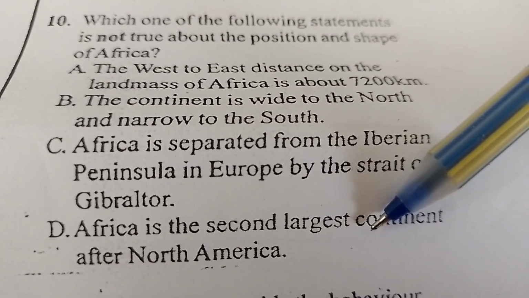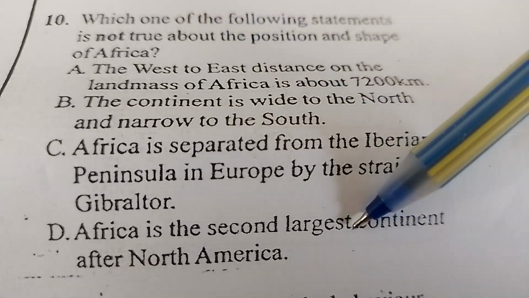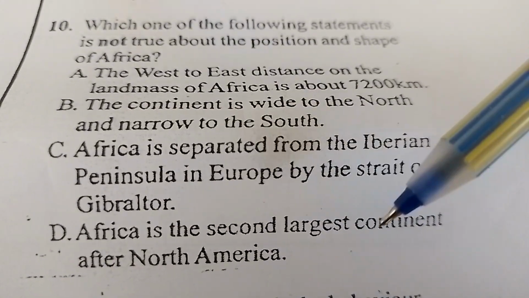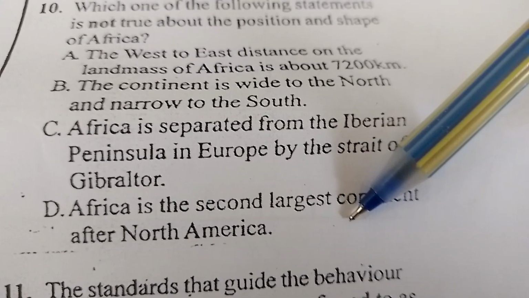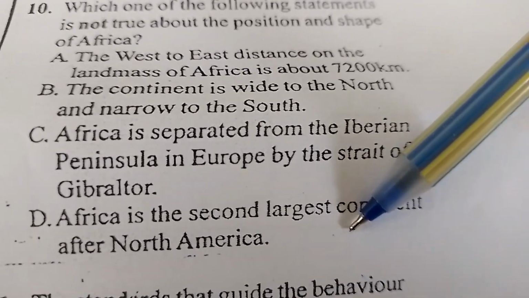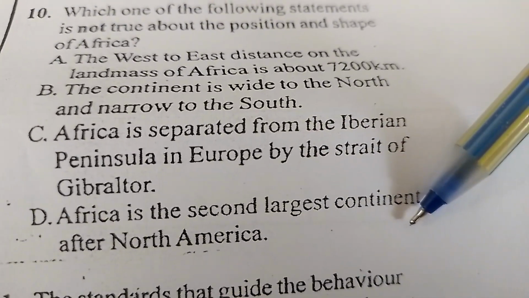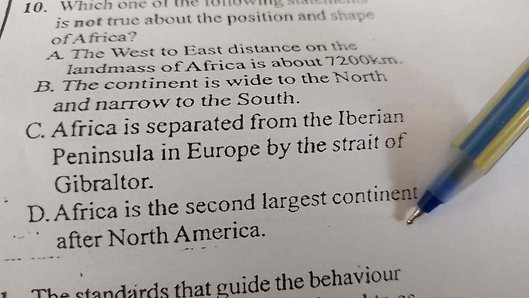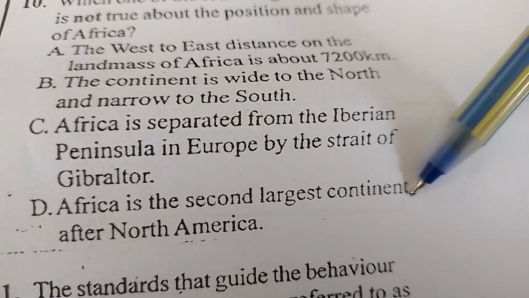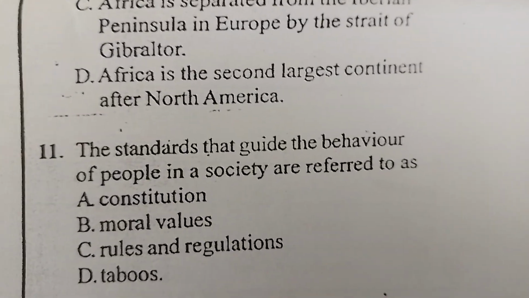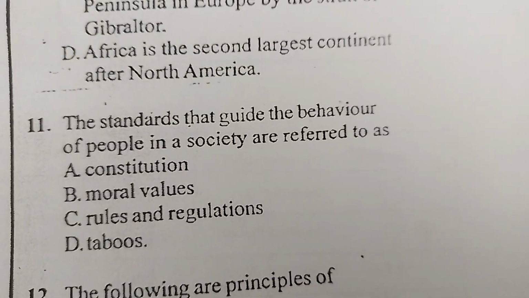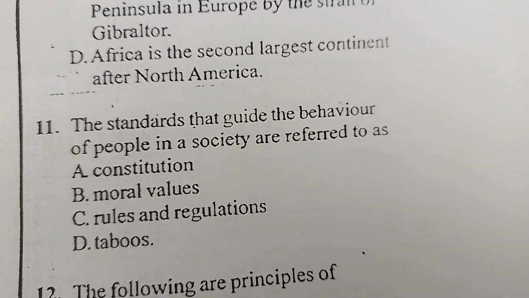And Africa is the second largest continent after North America. The answer D is contradicting. Of course, Africa is the second largest continent after Asia, not North America. So the answer was supposed to be D. Africa is the second largest continent in the world. That one is very correct. Up to this statement here is very correct. But not after North America. It should be after Asia.